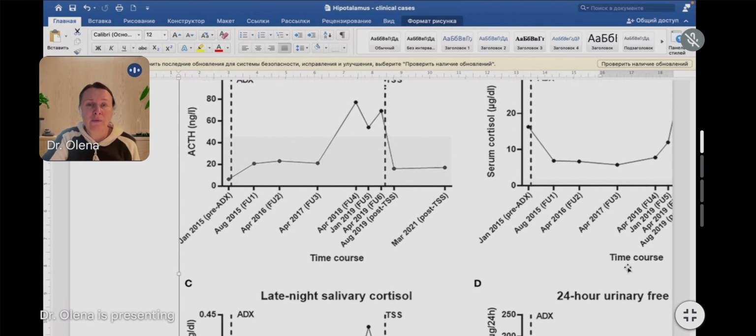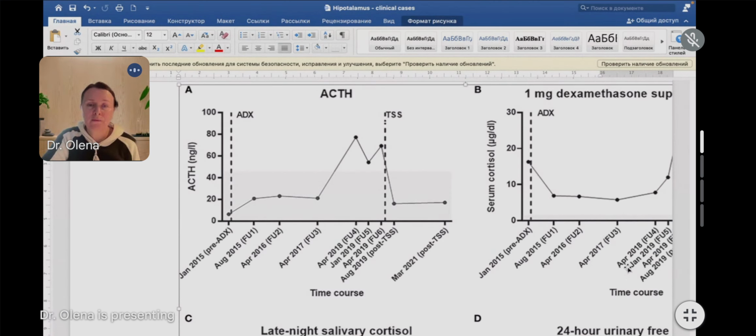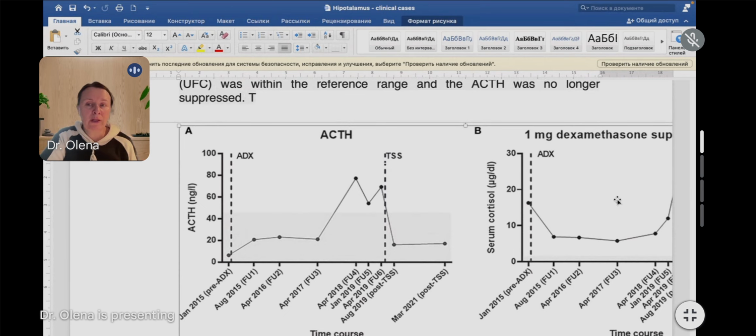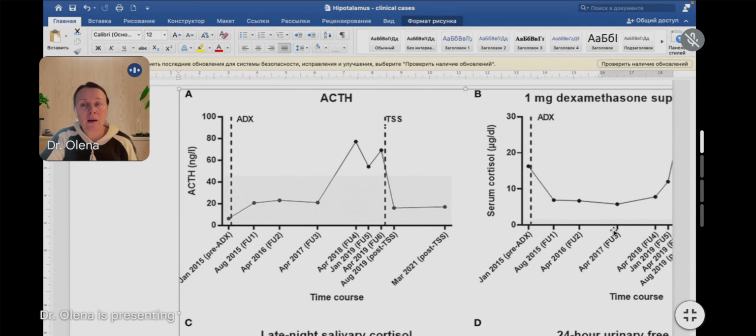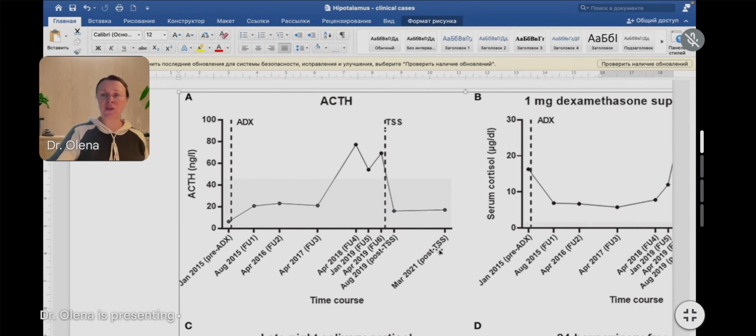And you see on almost all diagrams periods before April 2017 with stable condition, with normal activity of hormones, ACTH, and cortisol in the blood and in the urine, and normal reaction on the suppressive dexamethasone test. After that period, gradually we observe an increasing ACTH level, not very quick, but step by step.